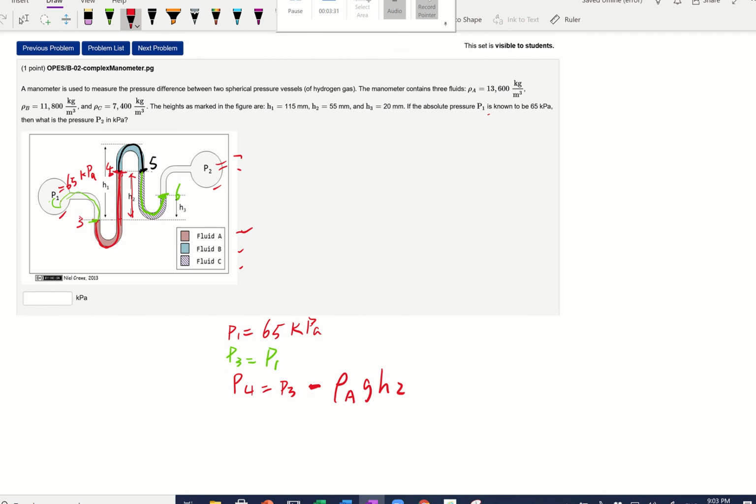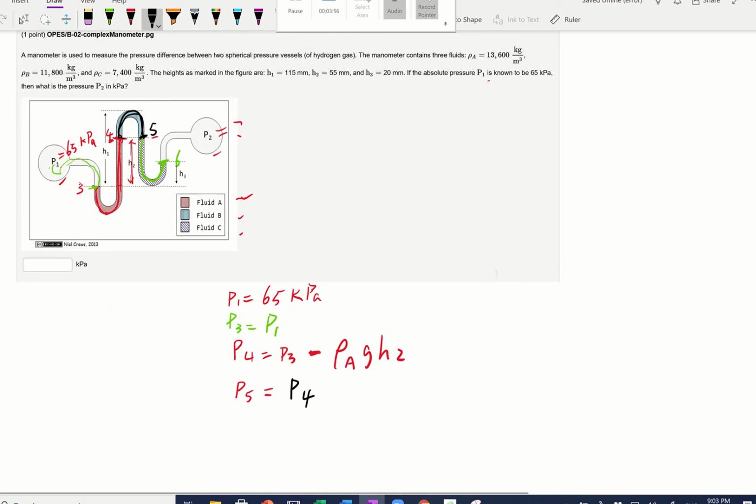Then we just need to figure out the pressure at 5. So P5, they are going through the same bend, same fluid. And ironically, 4 and 5, you notice, are at the same height. If they are at the same height, you're going to have the same pressure. So P5 is going to be equal to P4. Well, that's easy, that's low-hanging fruit.